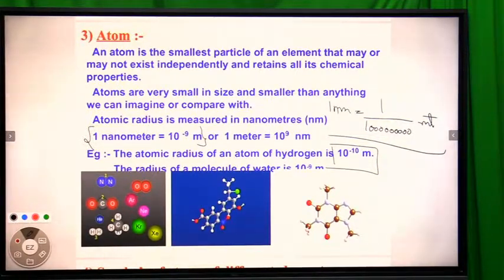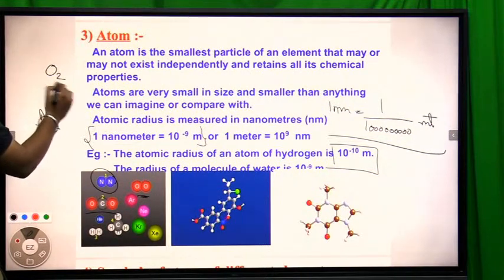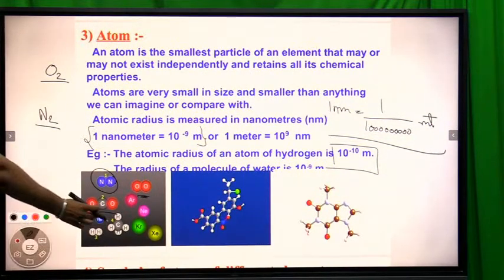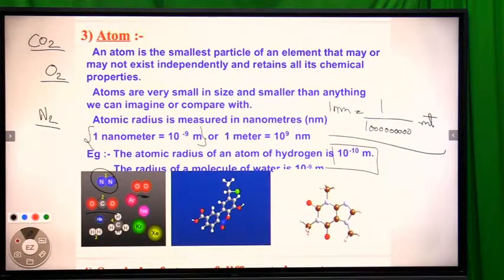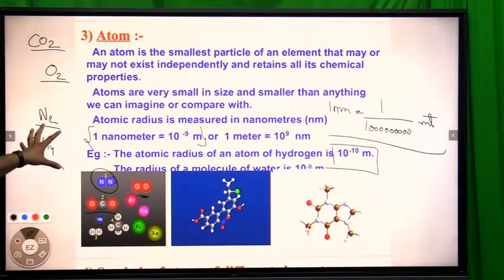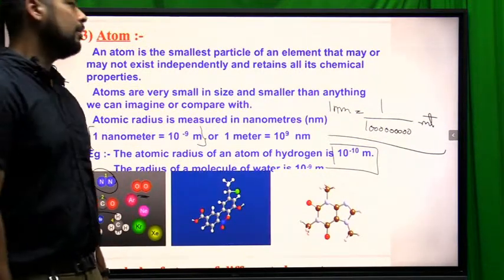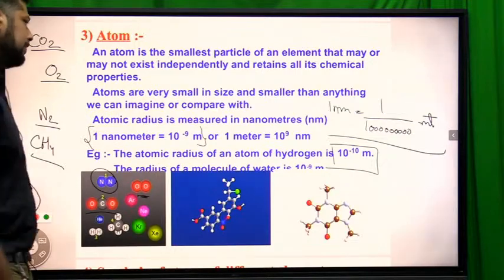Now there are some compounds and elements given. Two atoms of nitrogen combine to form N2. Two atoms of oxygen combine to form O2, or oxygen as we say. Two atoms of oxygen and one atom of carbon combine to form carbon dioxide. This is the example of methane, CH4: one atom of carbon and 4 atoms of hydrogen. This bonding we'll study in the higher classes, and some bonding we'll study in the 4th chapter also. Right now just study what atoms basically are.